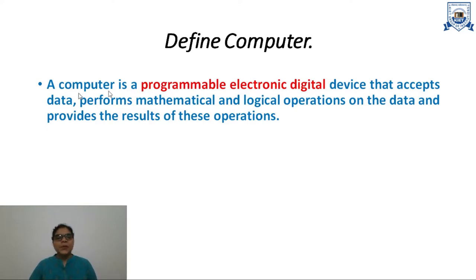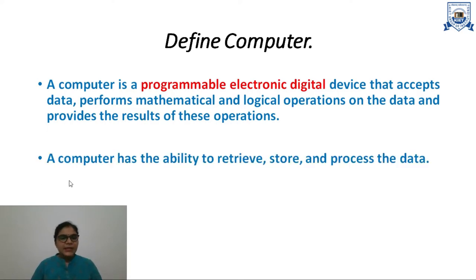So a computer is a device that accepts data from the user, performs some operation on that data, or we can say processes that data, and provides the results of data processing to the user. In other words, a computer has the ability to retrieve, store and process data. It can take the data from the user, process the data, store the data, and provide the results to the user.